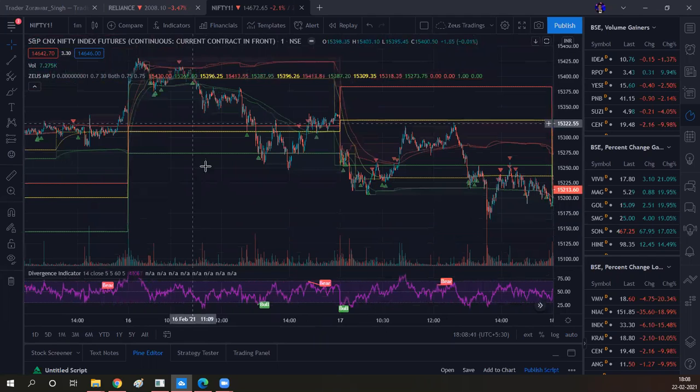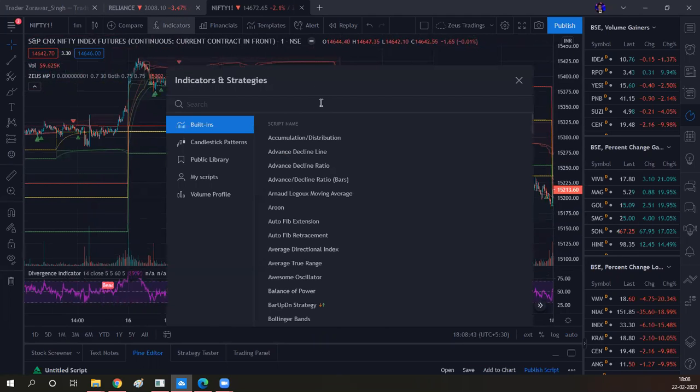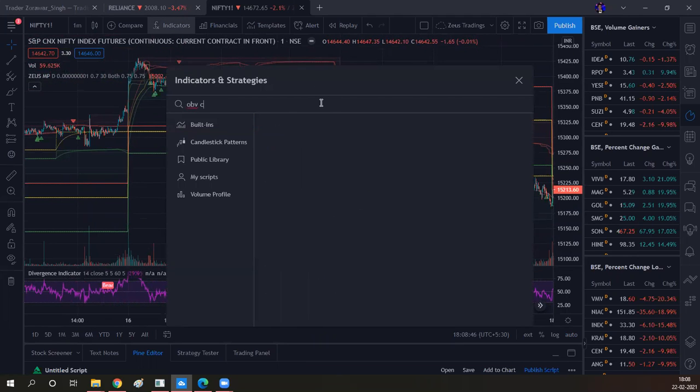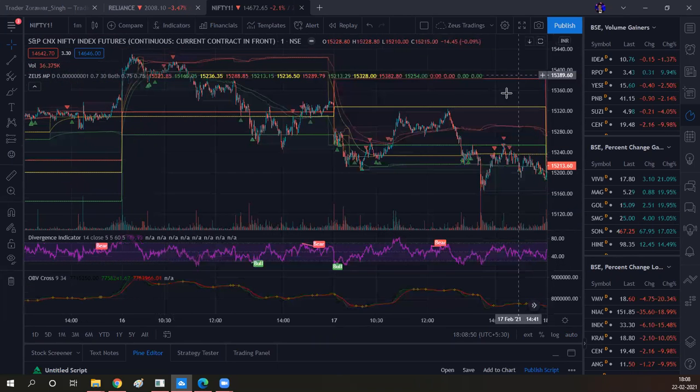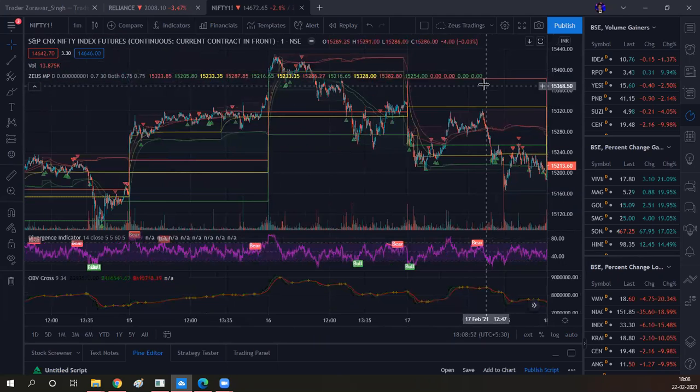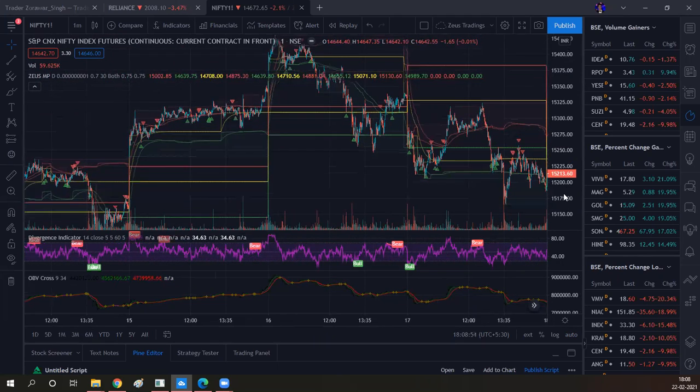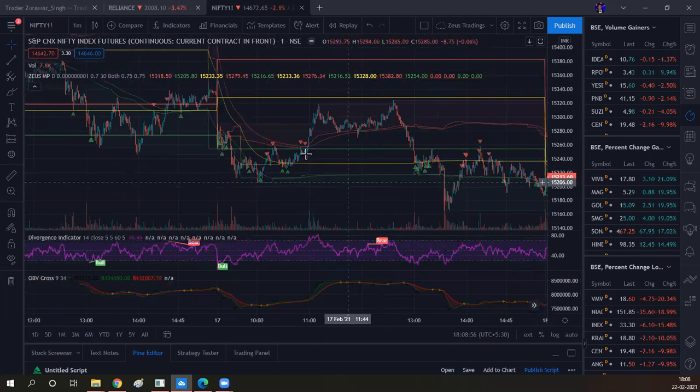Alternatively, this one guy, I'll just find it for you. He developed some OBV cross or something like that. Yeah, this. So if you want, you can use this also. When you find something like this happening, these dots or whatever, but it's all about key price action.